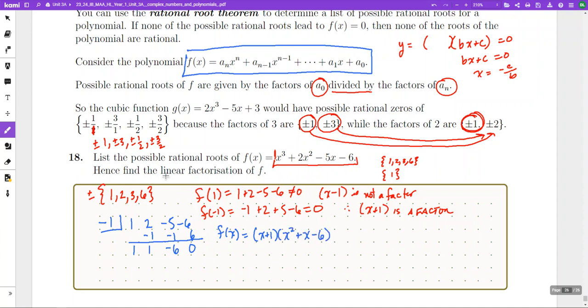But we want the linear factorization, which means we need linear terms. And so that means that we're going to factor this x squared plus x minus 6 if possible. So we have x plus 1 times x plus 3 times x minus 2. And so I've got the linear factorization for my polynomial. And I did it using the rational root theorem to just get me started.